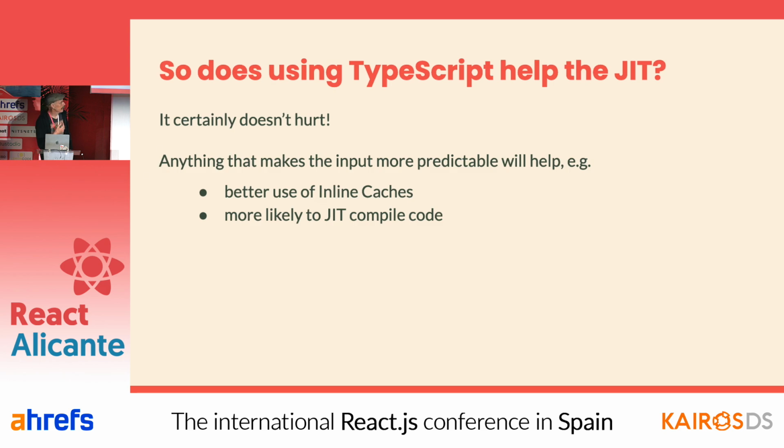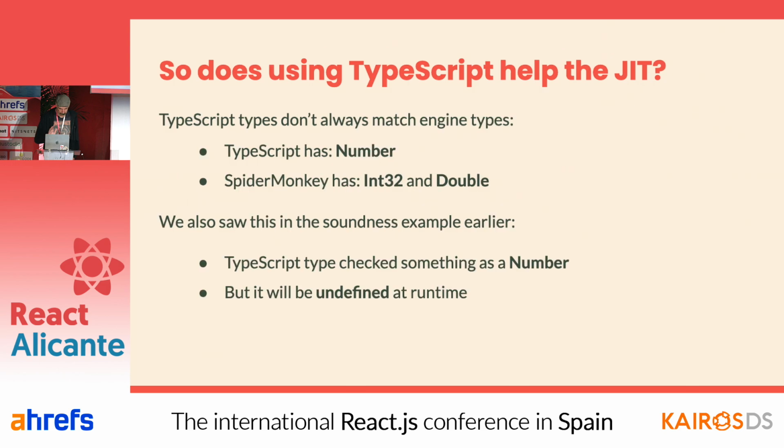And that brings me to the crux of my presentation, which is, does using TypeScript actually end up helping the JIT? And the answer is, it definitely doesn't hurt. Anything that's going to make that input more predictable in terms of type is going to help. So we'll see better use of inline caches, and we'll be more likely to JIT compile code. But, as we've seen, TypeScript types don't always match engine types. One example is TypeScript just has numbers, but inside the engine, inside SpiderMonkey, we have 32-bit integers and doubles.